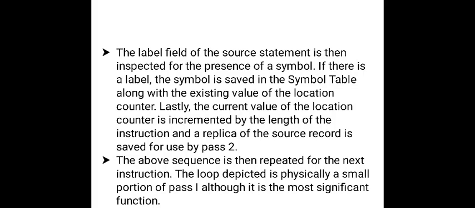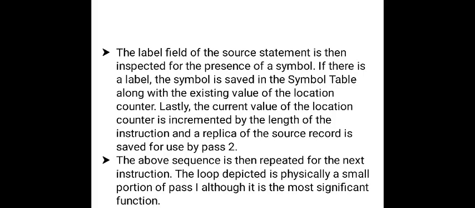For example, if you are having any special symbols there, and if there is a label, the symbol is saved in the ST, that is your symbol table, along with the existing value of the location counter. This is a very important thing, because when you are saving the symbol, you have to know what value is being stored at that particular time by the location counter. So finally, the current value of the location counter will be incremented by the length of the instruction, and a replica of the source record is saved for use by the pass2.